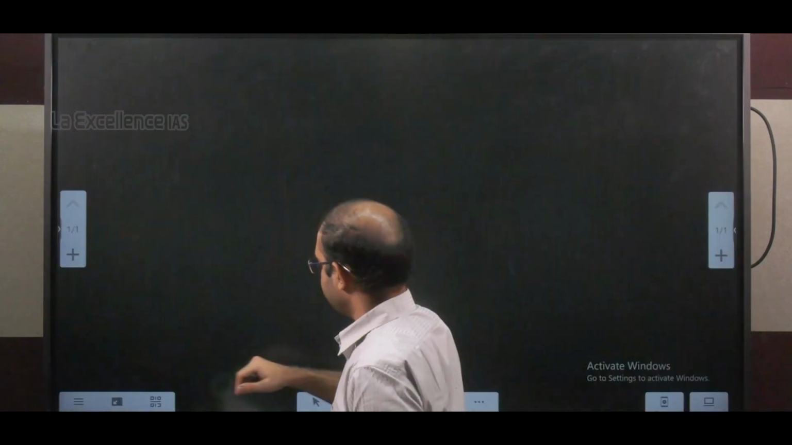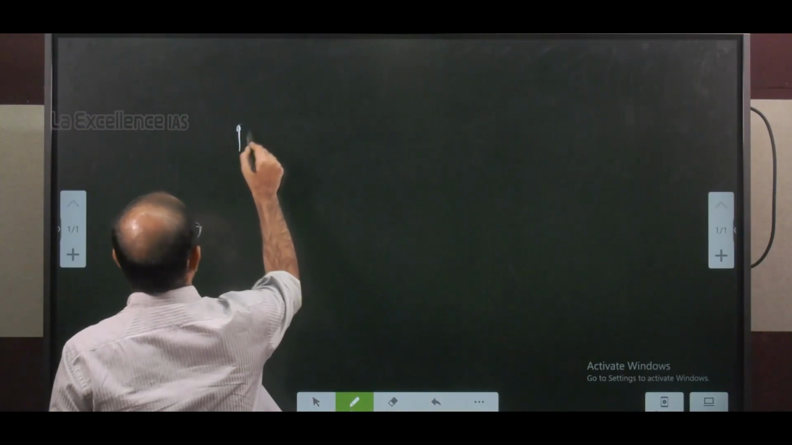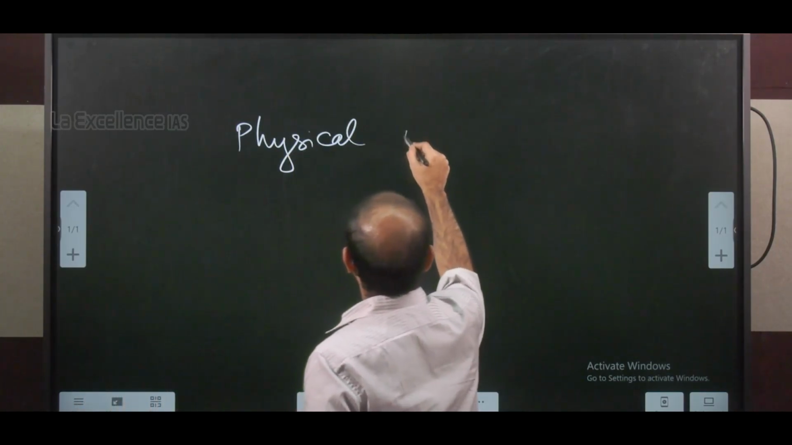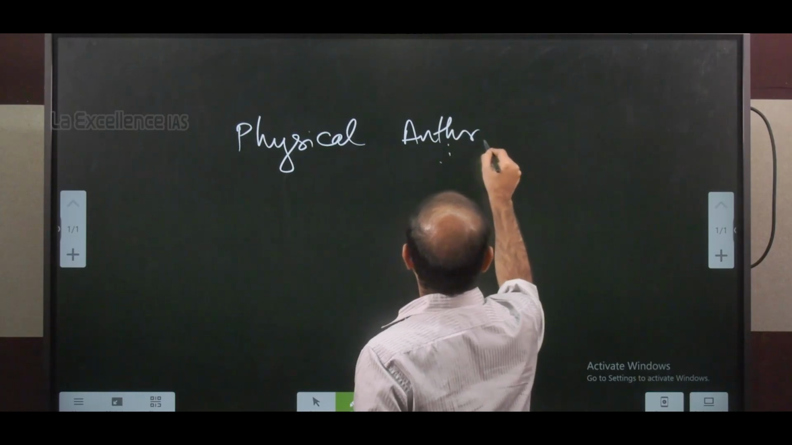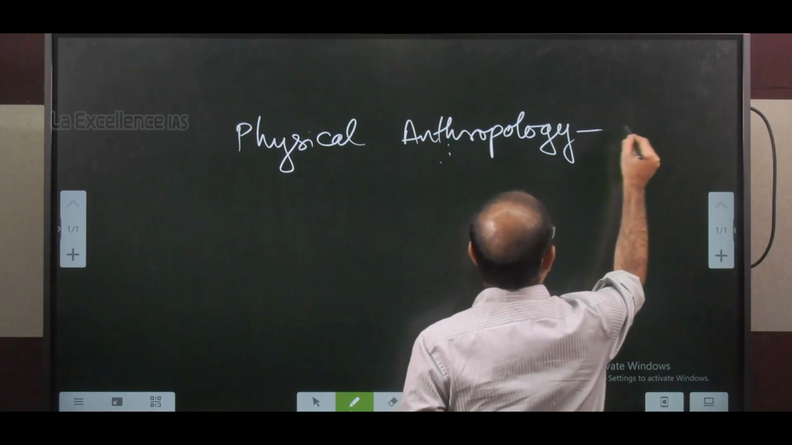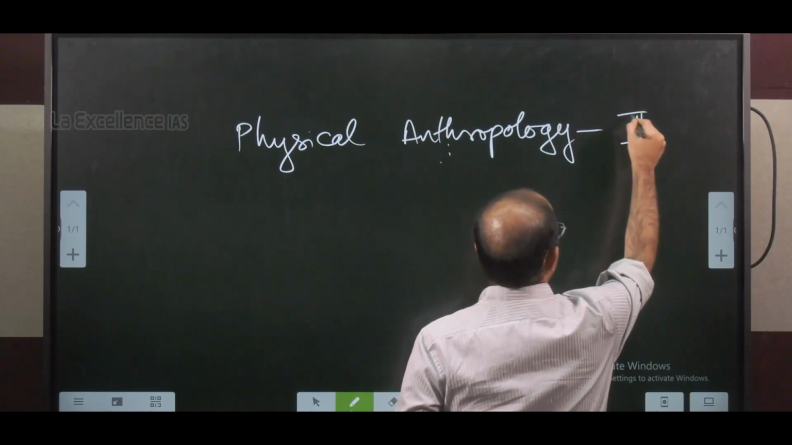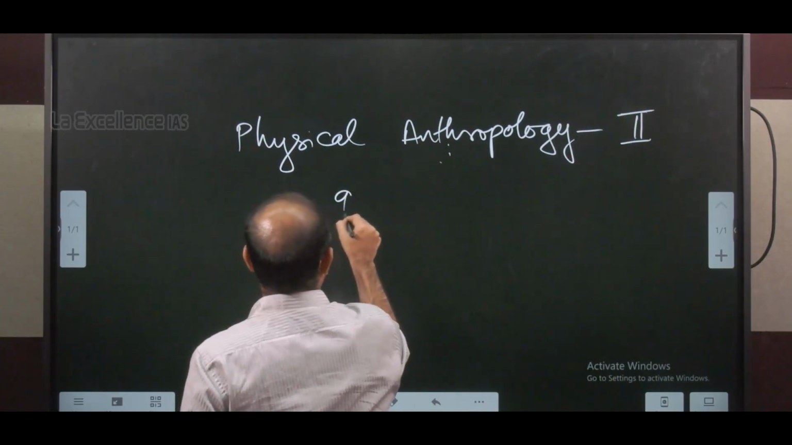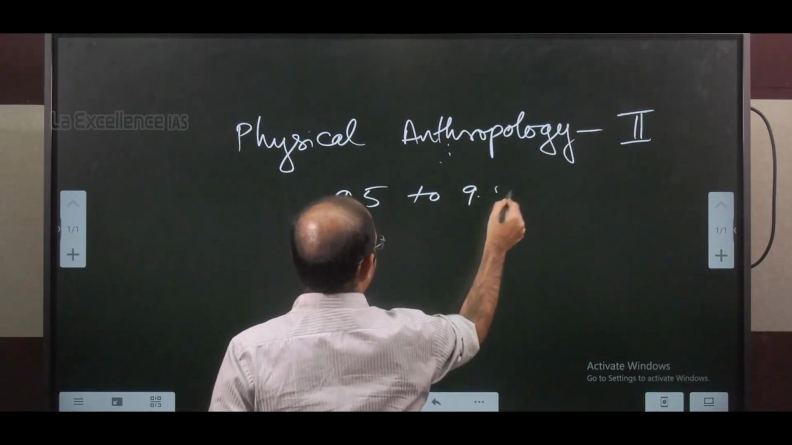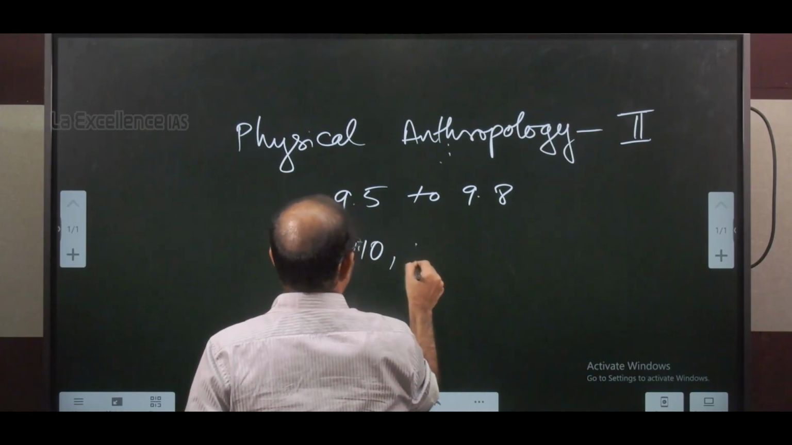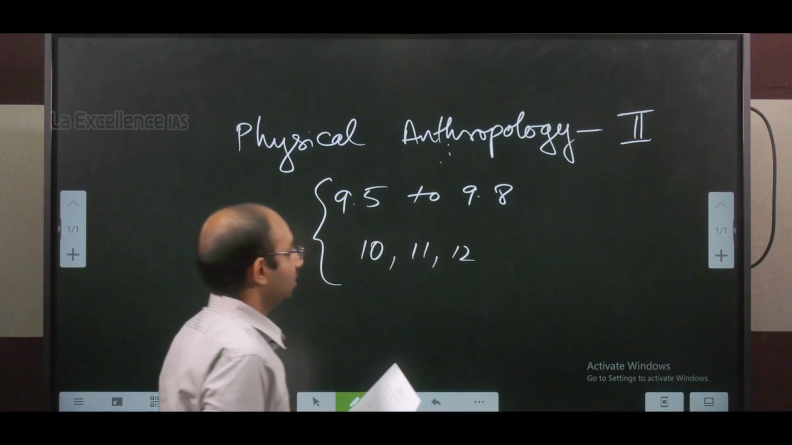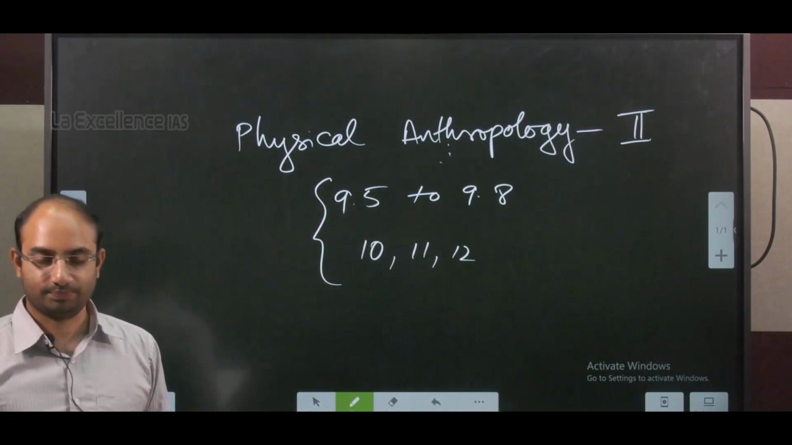So last time we had test 6 discussion. This is test 7. Test 7 is also dealing with physical anthropology. In test 6 we discussed physical anthropology first topics. Here we will discuss second set of topics. This will essentially be from 9.5 to 9.8 and then 10, 11, 12. So these chapters in the syllabus are covered in this test, right?